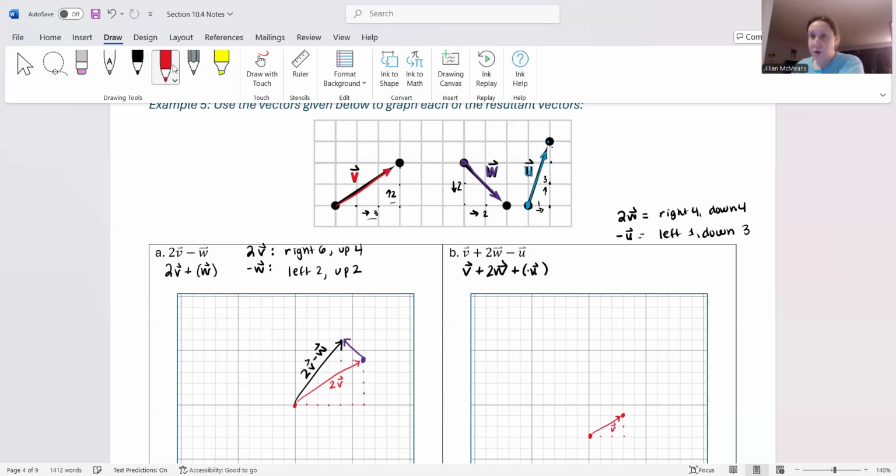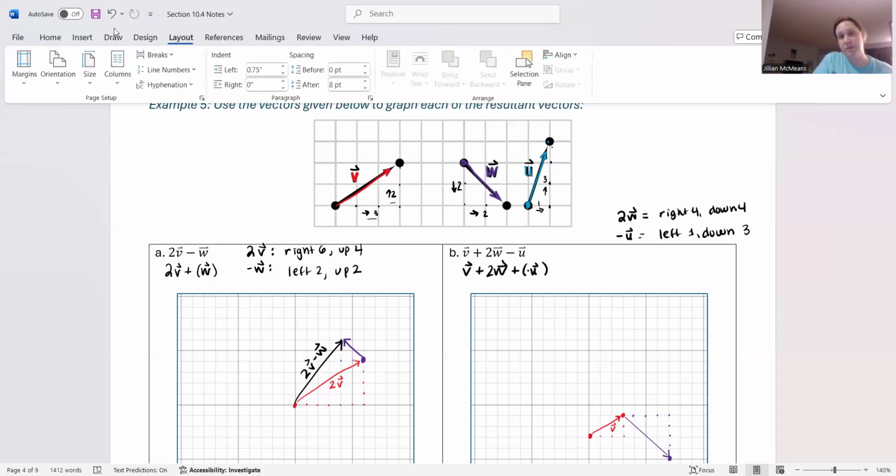And then from the terminal point of V, I want to draw 2 times vector W. So that means I want to go to the right 4, 1, 2, 3, 4, and then down 1, 2, 3, 4. So then I get this one right here. Let me scroll my picture down just a smidgen.